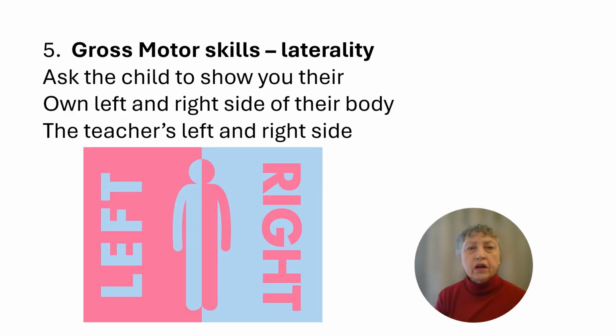In Part 5, you want to see if the child knows the left and right side of the body. First, ask the child to show you their own left side and their own right side. Then ask the child to point to your left side and your right side to see if they understand laterality.